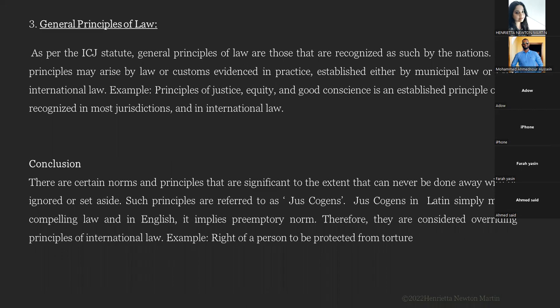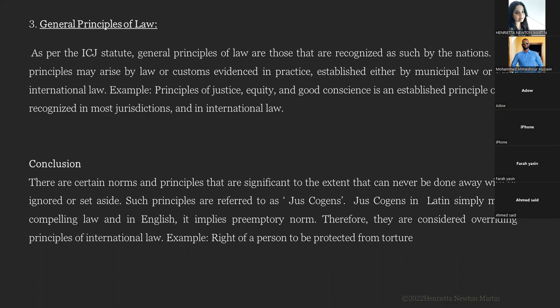Next is conclusion. Of course, there are certain norms and principles that are significant to the extent that they can never be done away with, ignored, or set aside. Such principles are called jus cogens. Now, jus cogens in Latin simply means compelling law, and in English it simply means peremptory norm. What is a peremptory norm?